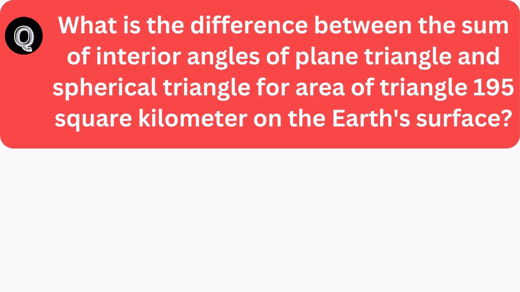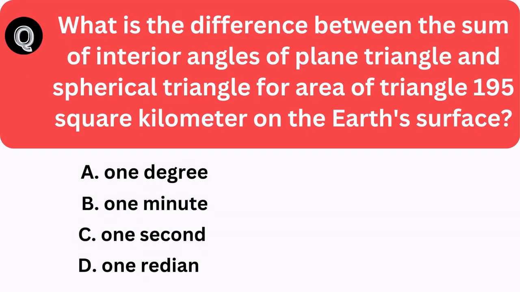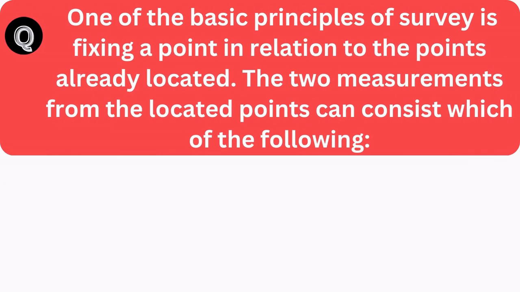What is the difference between the sum of interior angles of a plane triangle and a spherical triangle for an area of triangle 195 square kilometers on the Earth's surface? Option A 1 degree, option B 1 minute, option C 1 second, option D 1 radian. Answer C, 1 second.